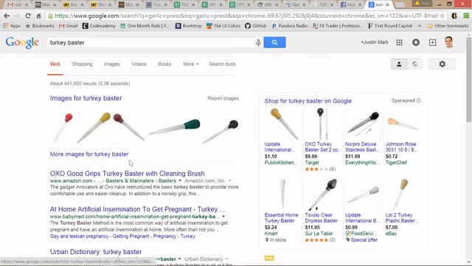So let's say it's Thanksgiving and I'm searching turkey baster. There it is. I input it, and this website did it well. Good Grips Turkey Baster with cleaning brush. Restructured Basic Turkey Baster. They included the keyword twice, ranked number 1. Obviously, they're on a huge website. Amazon.com has a lot of clout with Google already, so they rank a little higher. But they did a good job of using these keywords that I'm already searching.